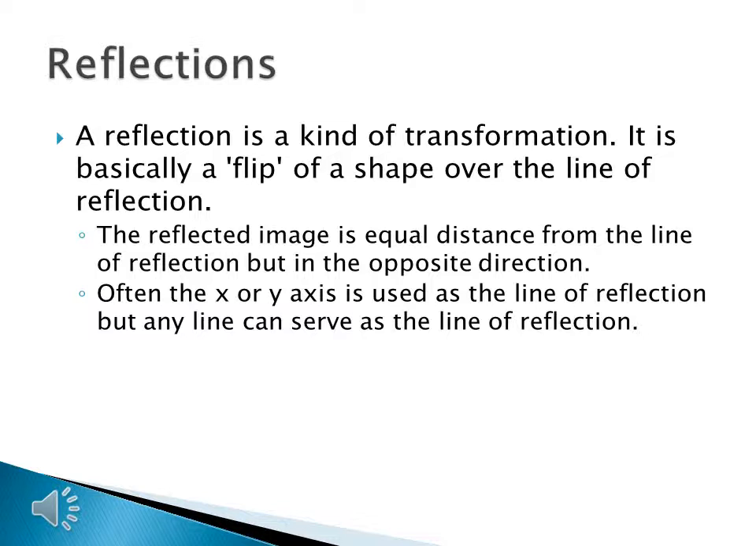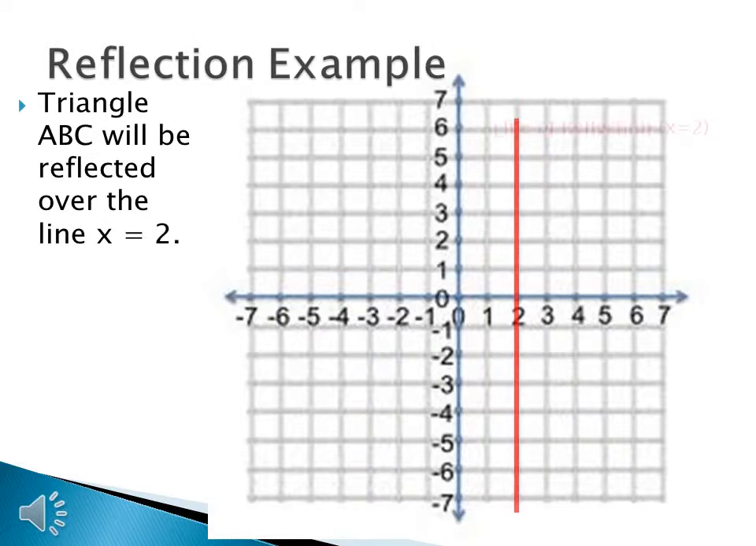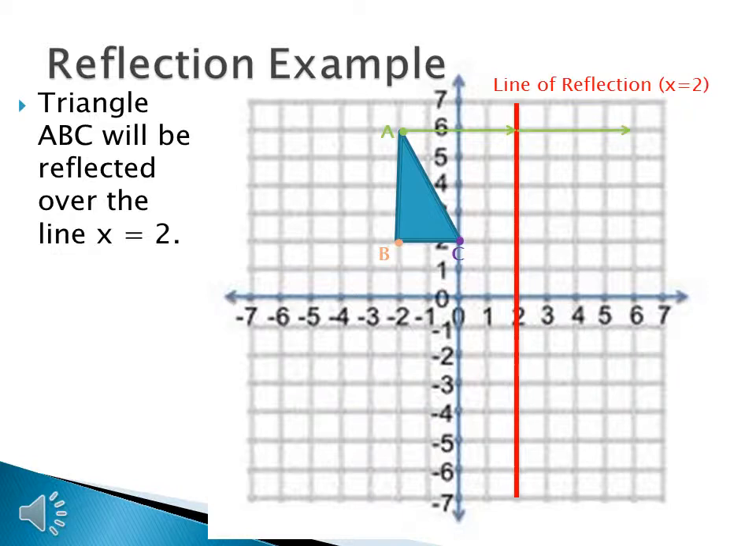But the idea is that your points should be equal distance from that line, but on the opposite side. In this example, we're going to reflect across x equals 2. So we take our point, x equals 2, and move all the way up the graph and all the way down the graph. That line represents every ordered pair where x has a value of 2.